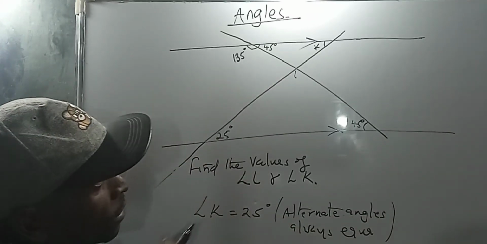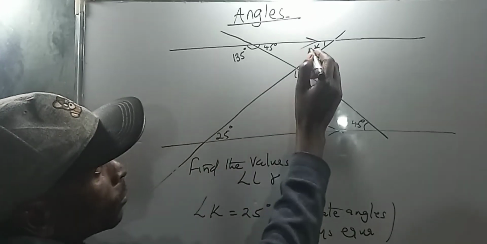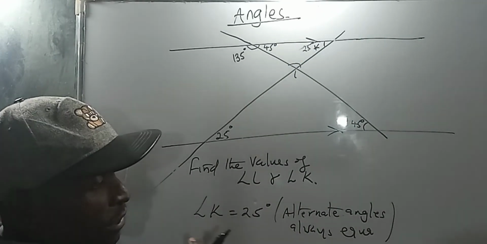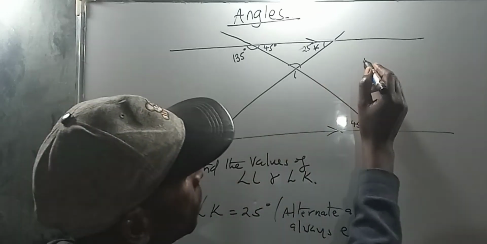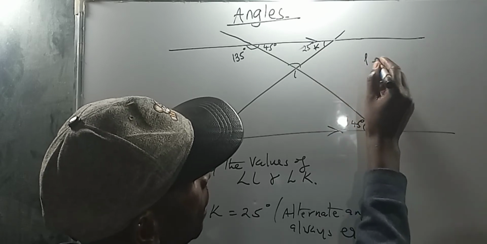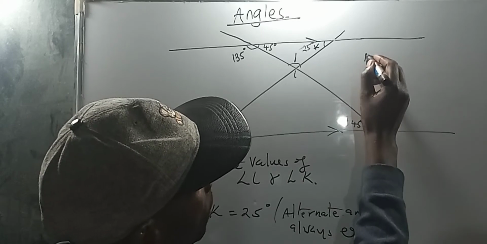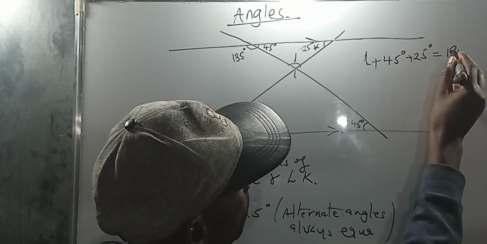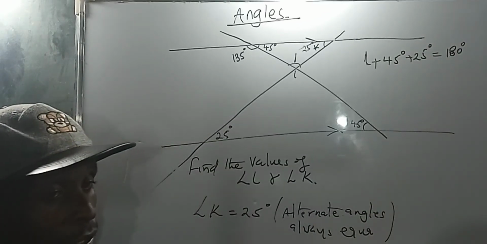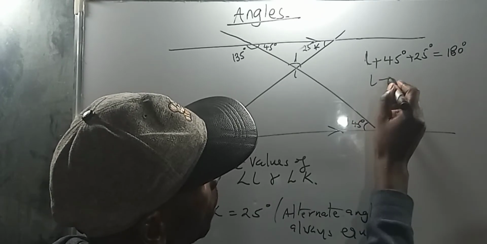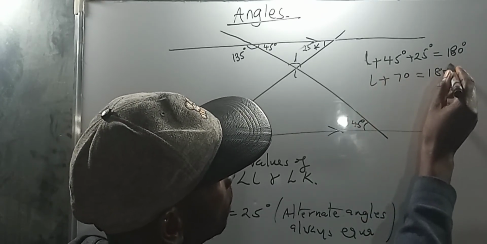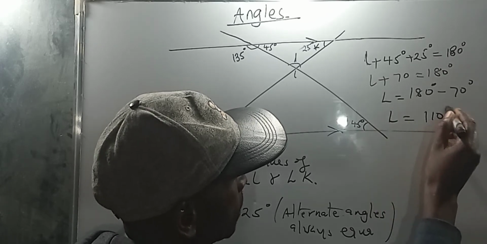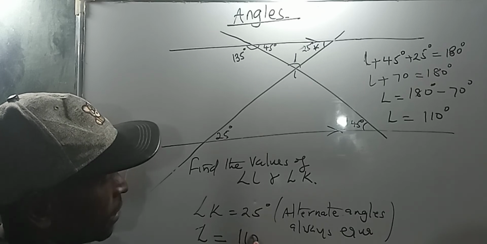Here now is a triangle. Remember, 205. So, we want to know that this angle here, this is a triangle. Interior angles of a triangle add up to 180 degrees. So, let's assume this angle is L, what is the opposite? This also will be L, isn't it? L plus 45 degrees plus 25 degrees will equal 180 degrees. Interior angles of a triangle add up to what? 180 degrees. So L plus 70 will equal 180 degrees. So L will equal 180 degrees subtract 70 degrees. So L will be 110 degrees. So angle L will equal 110 degrees.